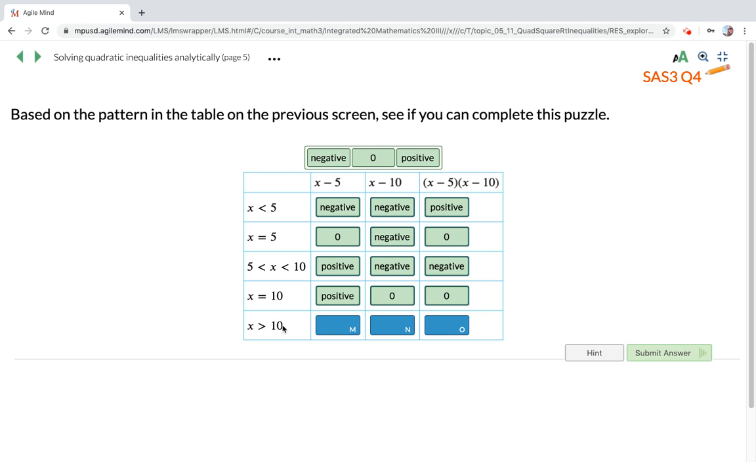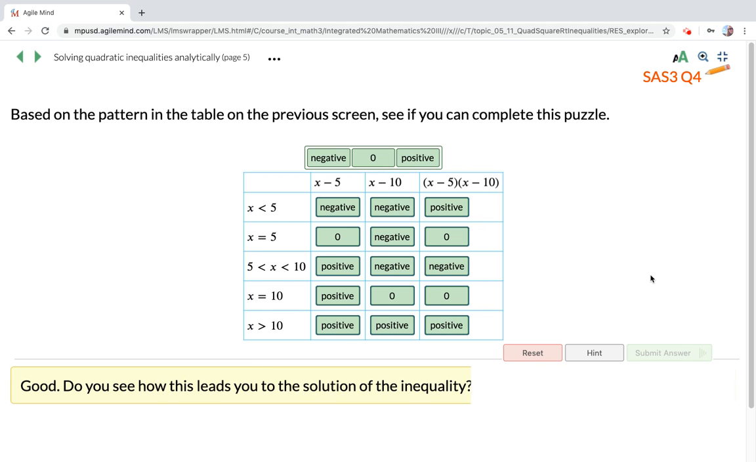And then when we plugged in numbers bigger than 10, like we plugged in a 12, we plugged in a 15, both of these guys were positive, and positive times a positive gives me a positive answer. So this is going to lead us toward the solution of the inequality.